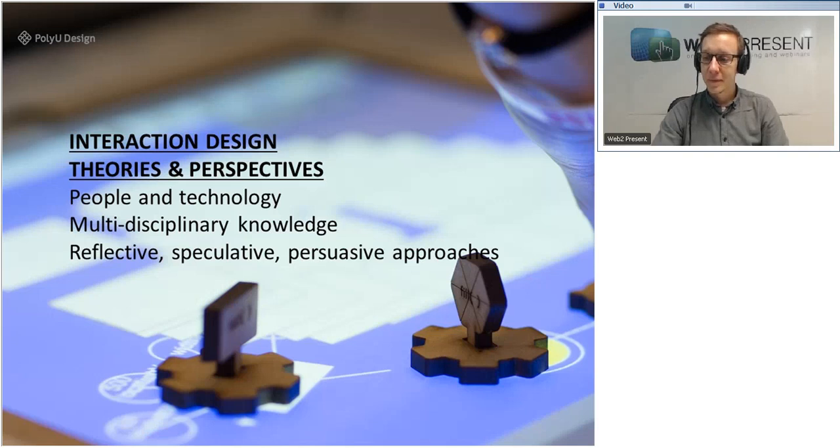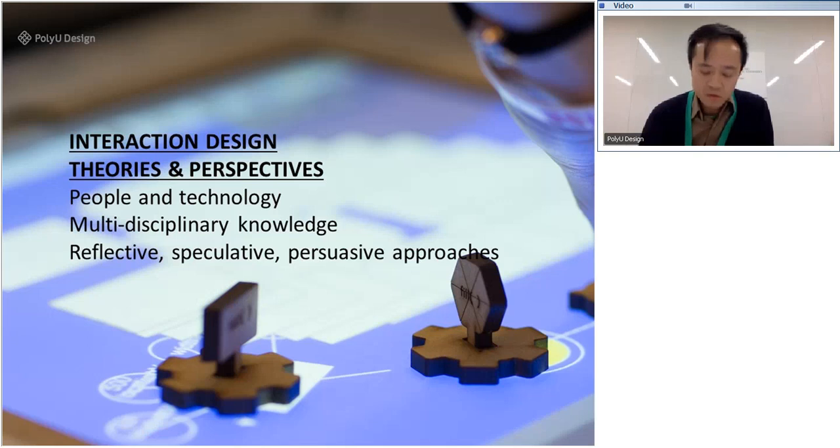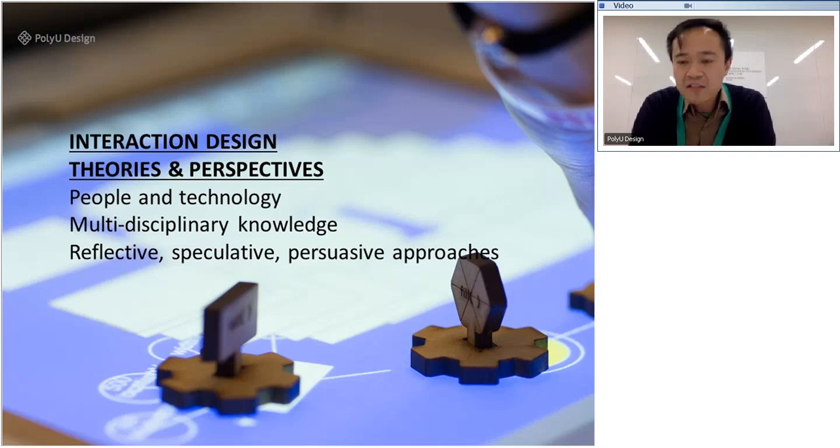Okay. So thank you, Simon. So I'm Kenny Chow, Associate Professor of the School of Design, the Hong Kong Polytechnic University. Just to give you a background of Hong Kong Polytechnic University, the School of Design actually has a long history. We have 50 years of history. In our school, we have a lot of different design disciplines, say the traditionally product design, interior design, advertising design, and interaction design as well.